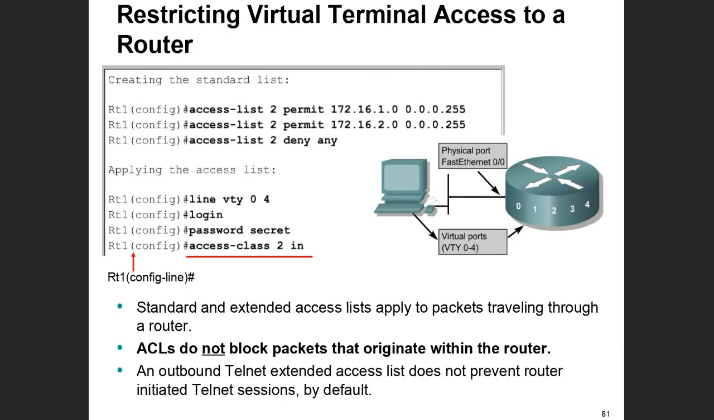Standard and extended access lists apply to packets traveling through a router, but they don't block packets that originate from within the router. So if I do an outbound Telnet extended access list, it doesn't prevent router-initiated Telnet sessions by default. So we can use this other method as a way of increasing security. I think that's the end of our slideshow deck for today.